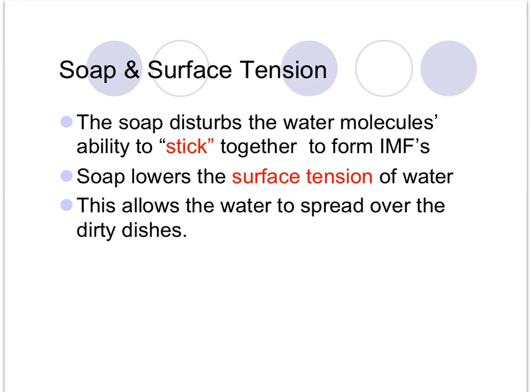Soap can disturb water molecules' abilities to stick together, and it weakens the intermolecular forces and lowers the surface tension of the water. This allows the water to spread out over the dirty dishes.